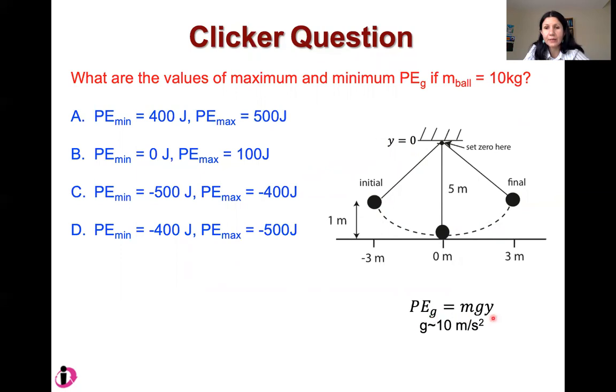It's mgy. And then, of course, to find the actual potential energy, you need the mass of the ball. So let's call it 10 kilograms for simplicity. And then remember, we use g to be 10 meters per second squared. So, okay, think about this. And let's see the answer. So the answer is C.